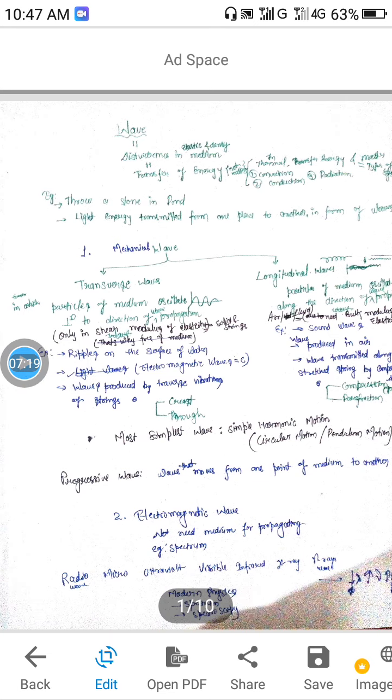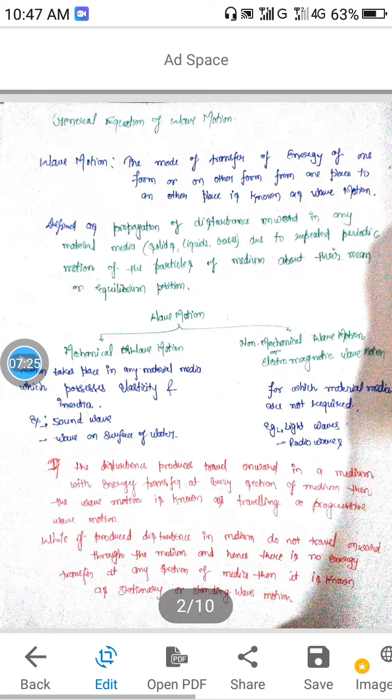So what is a progressive wave? These are two different remarks. If the disturbance produced travels onward in a medium with energy transfer at every section of the medium, then the wave motion is known as a traveling or propagating wave motion.